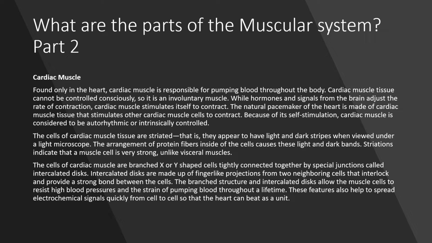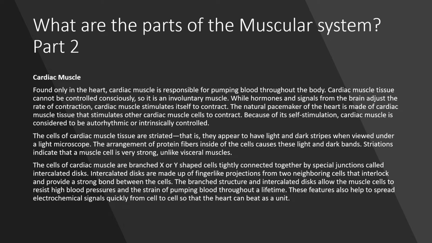What are the parts of the muscular system? Part 2. Cardiac muscle. Found only in the heart. Cardiac muscle is responsible for pumping blood throughout the body. Cardiac muscle tissue cannot be controlled consciously, so it is an involuntary muscle. While hormones and signals from the brain adjust the rate of contraction, cardiac muscle stimulates itself to contract.